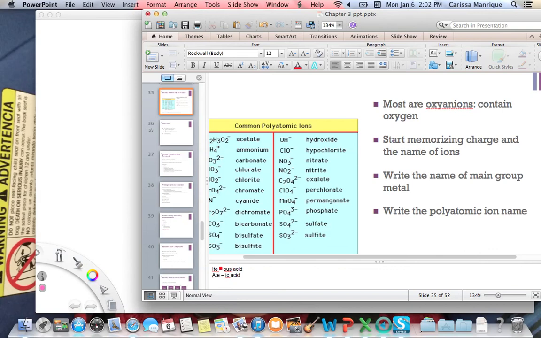Okay, now let's look at the ites. All of the ites will become an ous acid. So if it was an ite on here, like chlorite, it becomes an ous acid, so chlorous acid. Here's another one, hypochlorous acid. Another ite, here's nitrous acid. Okay? So the difference between nitric acid and nitrous acid is what it ends in. Ate is your nitric. Ite is your nitrous.